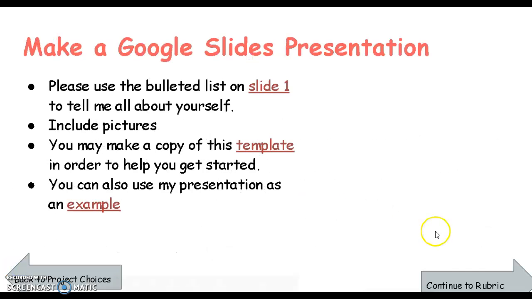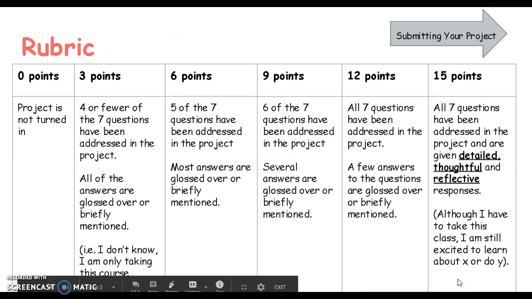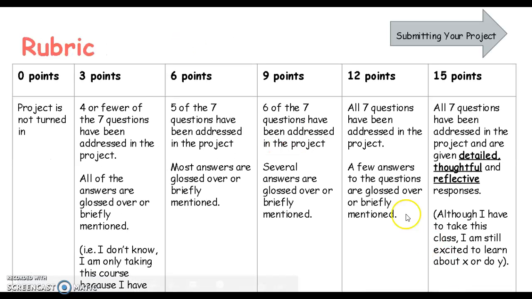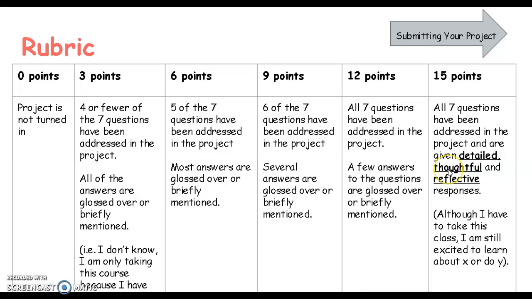The next thing I would do is make sure that you look at the project rubric just to review the expectations for the project. You want to make sure you get all 15 points for this project. You want to make sure you are answering all 7 questions and that you give detailed, thoughtful, and reflective responses.